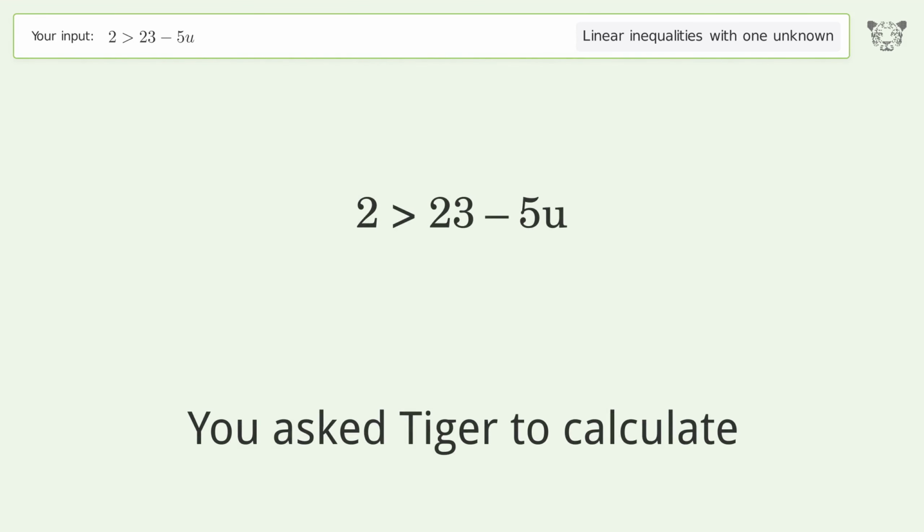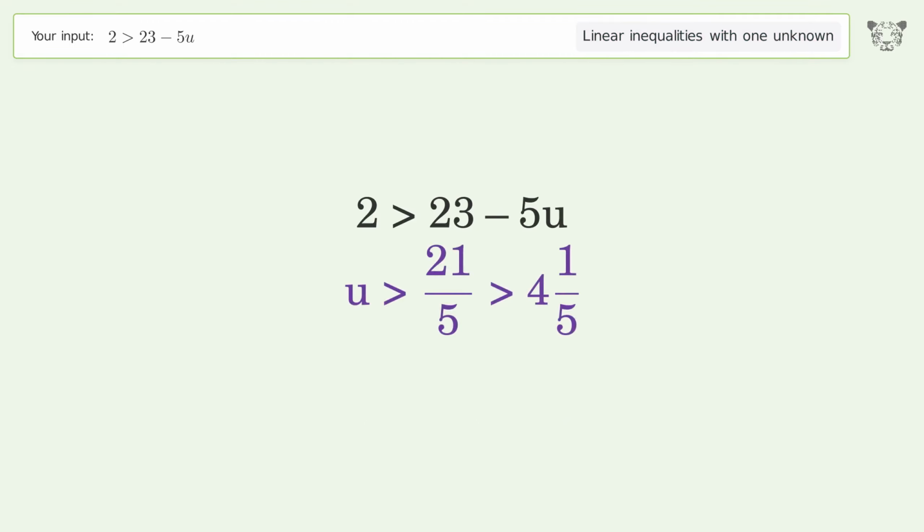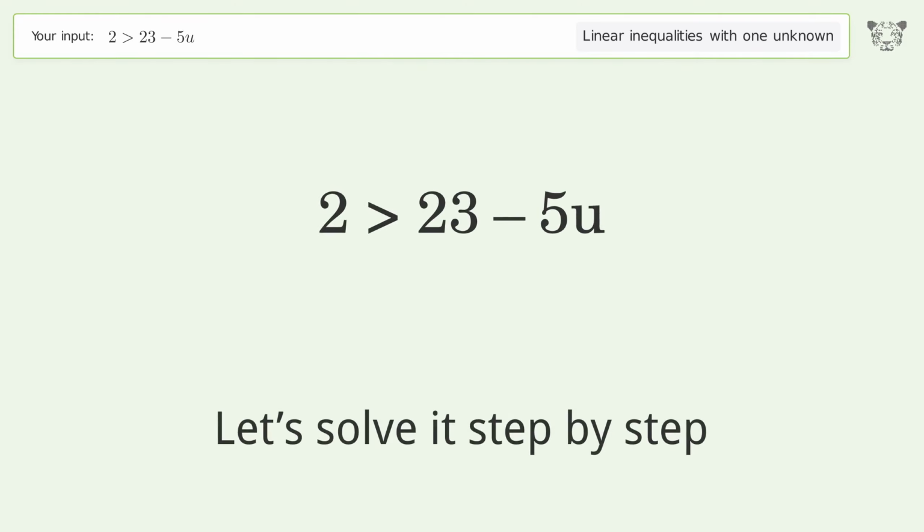You ask Tiger to calculate. This deals with linear inequalities with one unknown. The final result is u greater than 21 over 5 greater than 41 over 5. Let's solve it step by step.